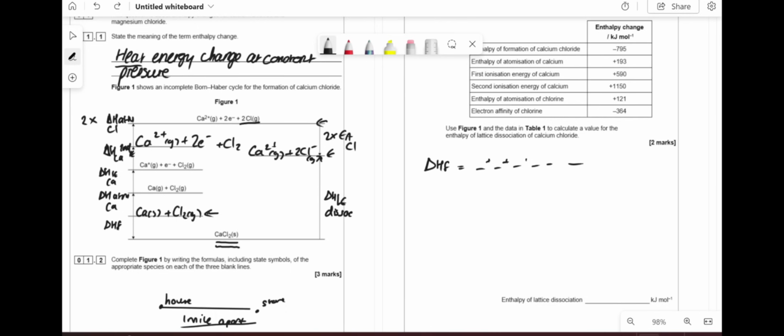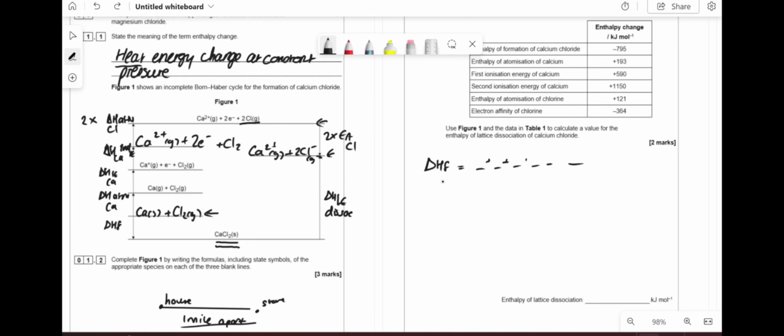However, this arrow is going up. So this kind of messes up the cycle, because we want the arrow to go downwards. The lattice enthalpy of dissociation is the exact opposite of lattice enthalpy of formation. So if I were to switch this arrow this way, it would be the exact opposite.